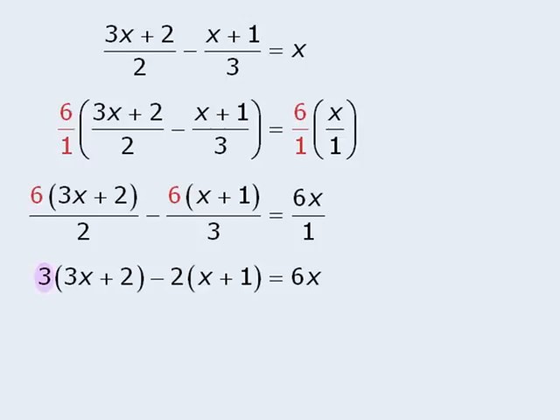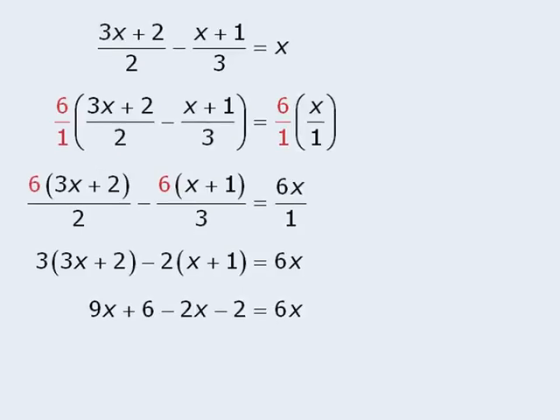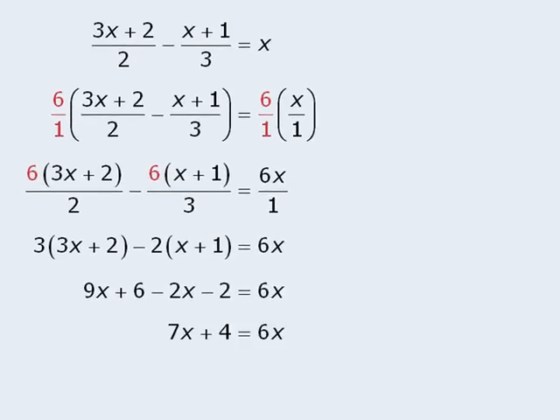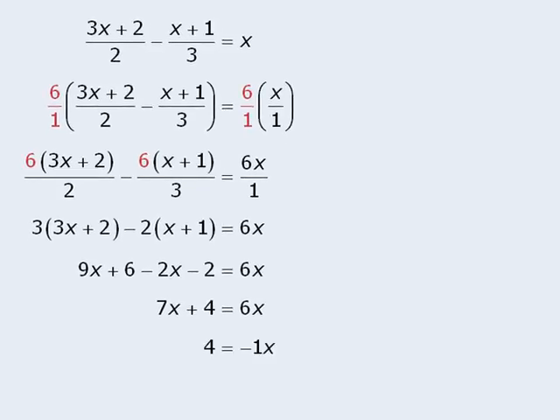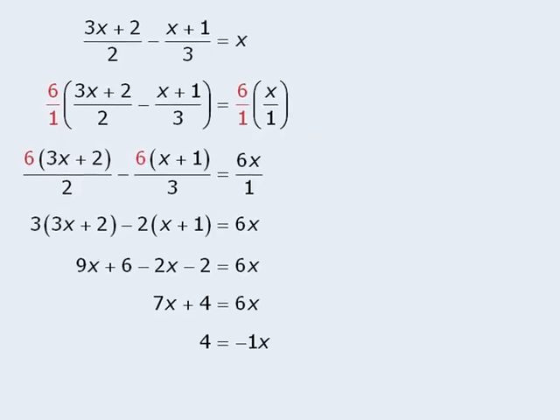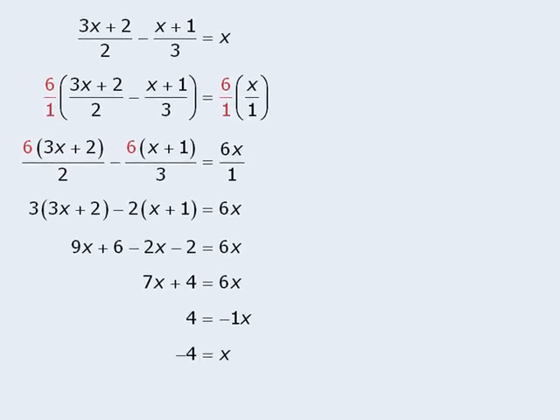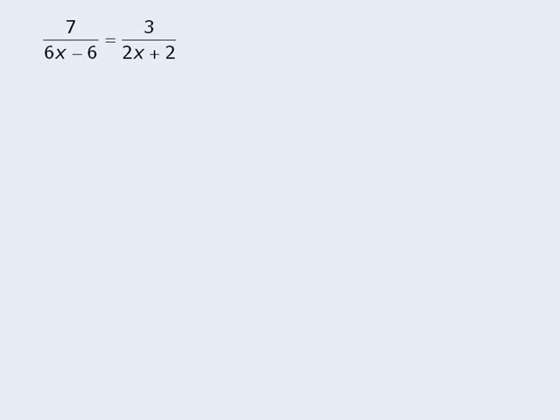First, 3 times 3x is 9x, and 3 times positive 2 is positive 6 or plus 6. Next we have negative 2 times x, which is negative 2x or minus 2x, and we have negative 2 times positive 1, which is negative or minus 2. This is all equal to 6x. At this point, we can simplify the left-hand side to be 7x plus 4, and now we can solve for x by first subtracting 7x from both sides, and then dividing both sides by negative 1 to get x equals negative 4.